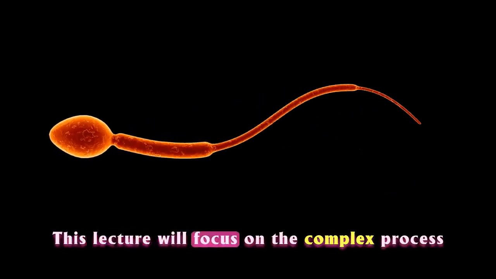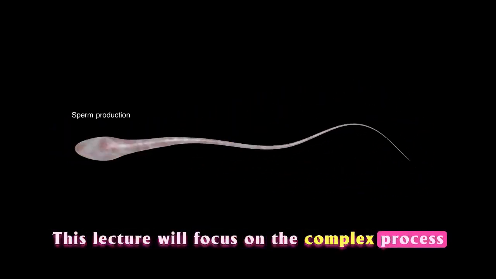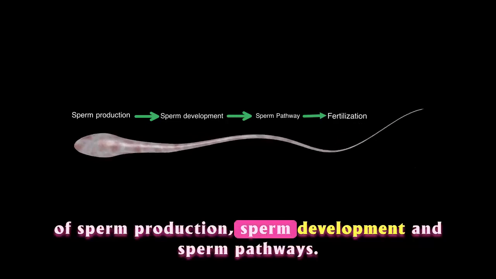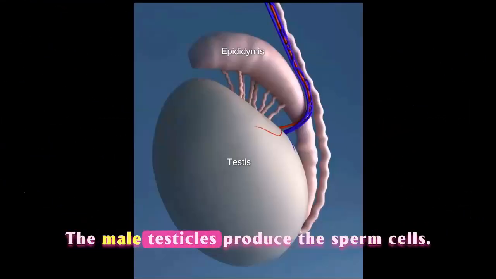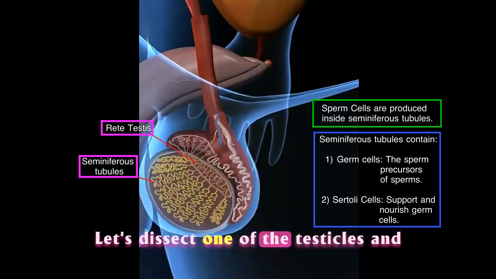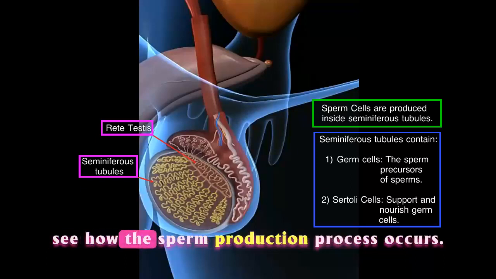This lecture will focus on the complex process of sperm production, sperm development, and sperm pathways. The male testicles produce the sperm cells. Let's dissect one of the testicles and see how the sperm production process occurs.